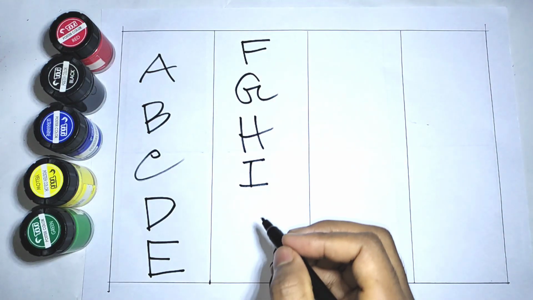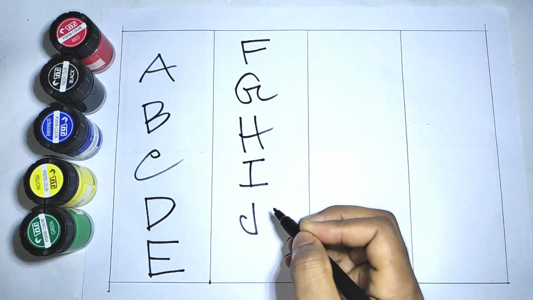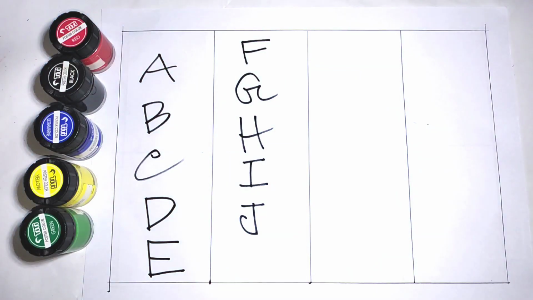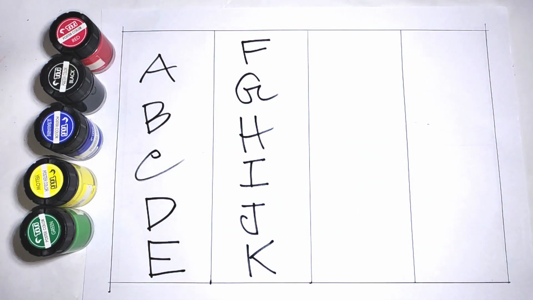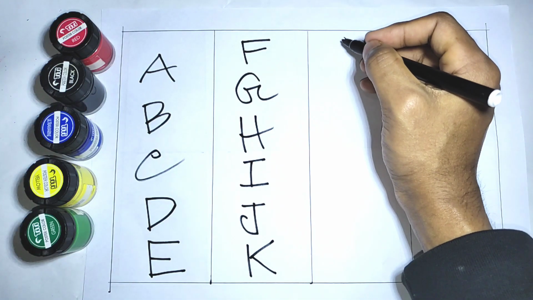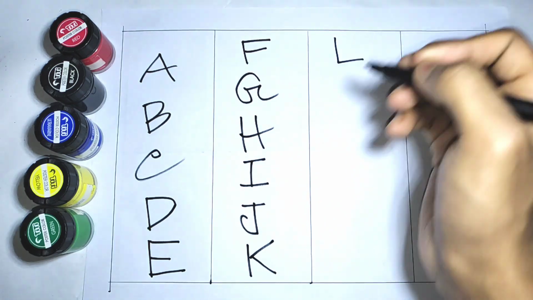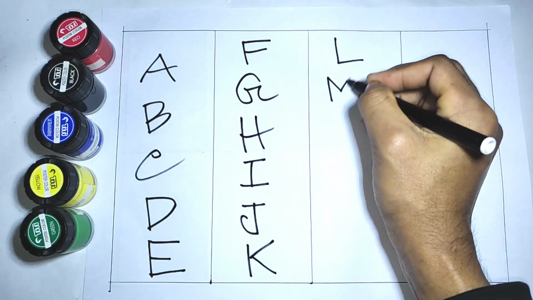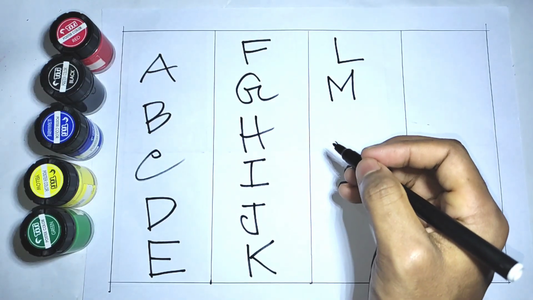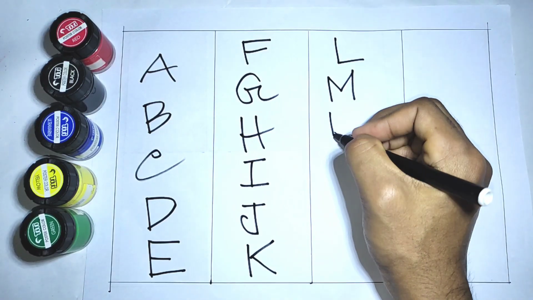I for ice cream. J for jackfruit. And now we draw K. K for kangaroo, K for kite. Kids, now we draw L. L for lemon, L for lion. The next one is M. M for moon, M for mango.